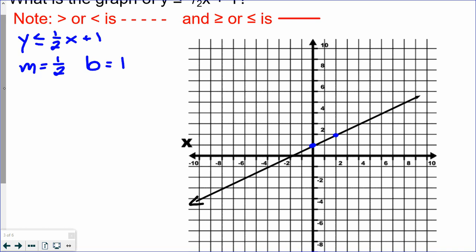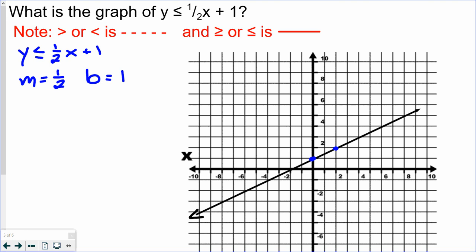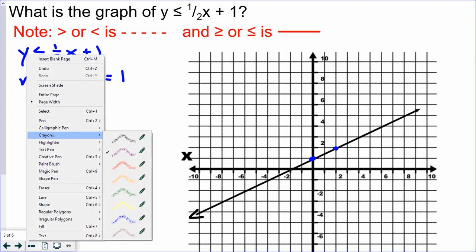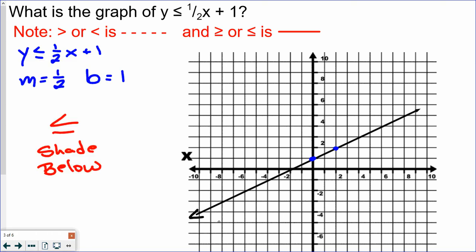And now this one is less than or equal to. So I forgot to mention, look, it's a solid line this time because it's "or equal to." And since it's less than, we're going to shade below the line. So shade below the line. So let me grab my crayon here. I'll use blue this time, and I'm going to shade below the line.